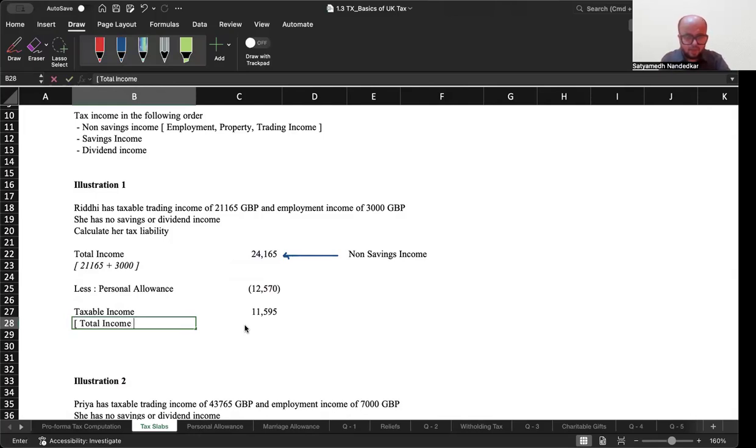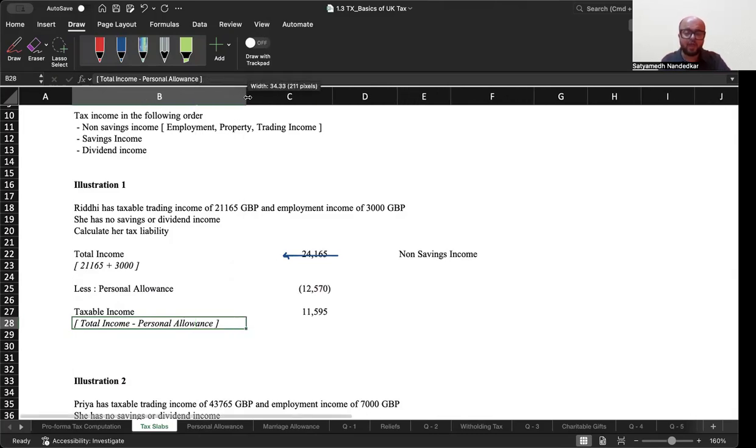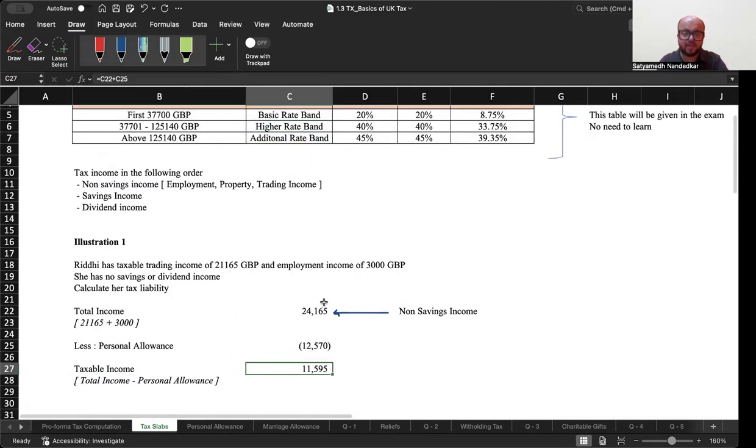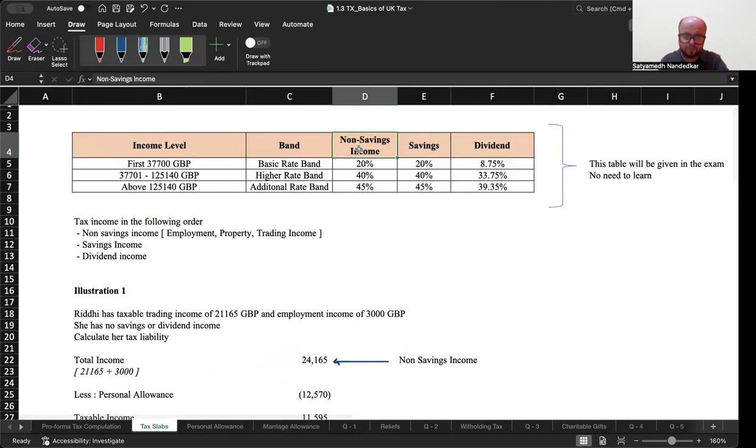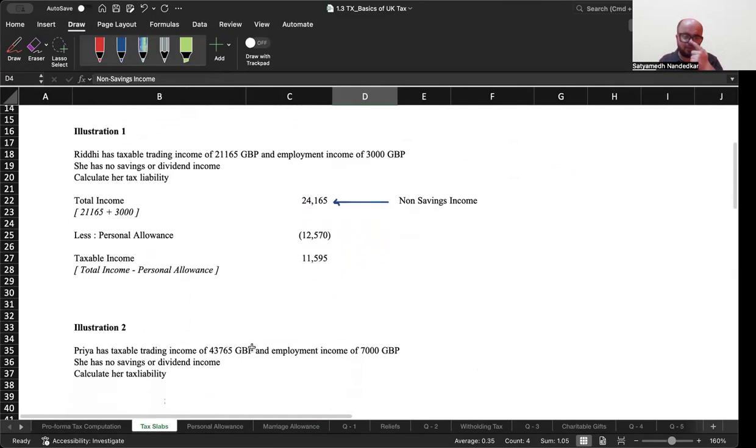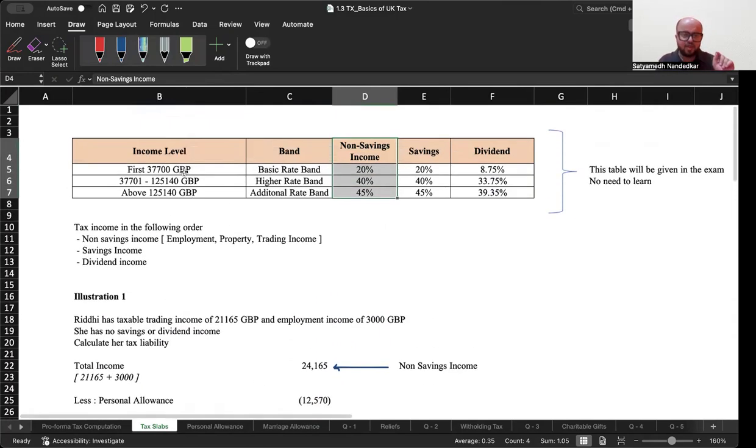How did you arrive at taxable income? This is total income minus personal allowance. Okay, and on this amount now I'm going to calculate my tax. What type of income is this? This is non-savings income, so you come to this column. And what is the income level of the individual? The income is 11,595, which is in the range of 0 to 37,700.